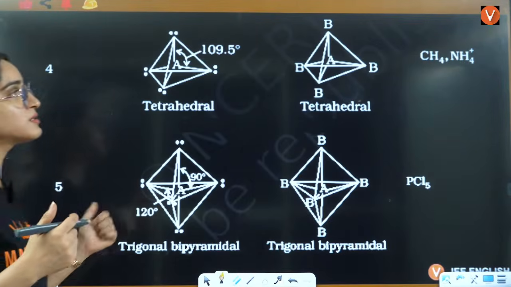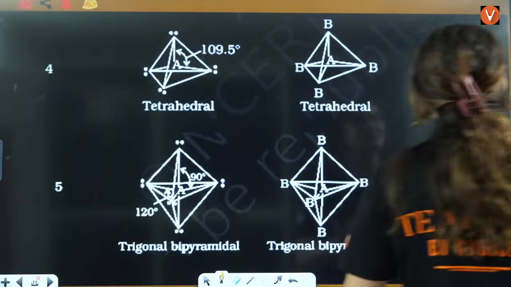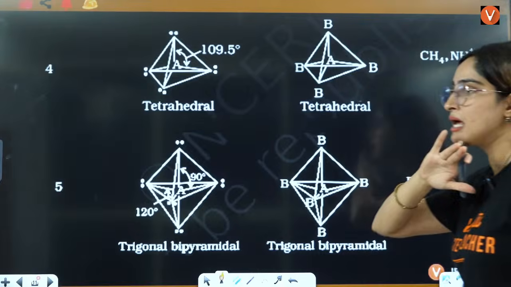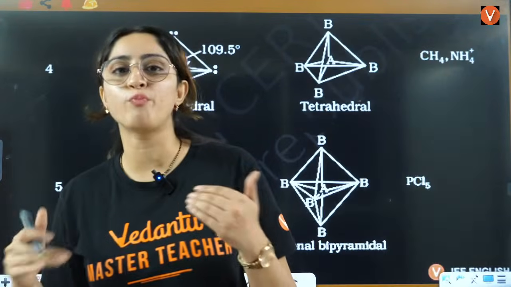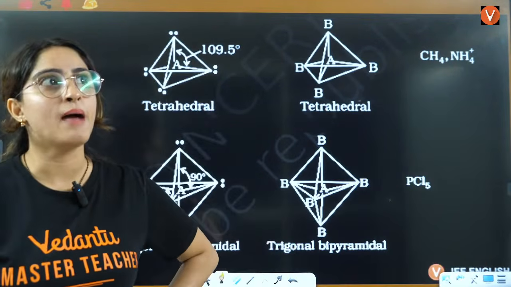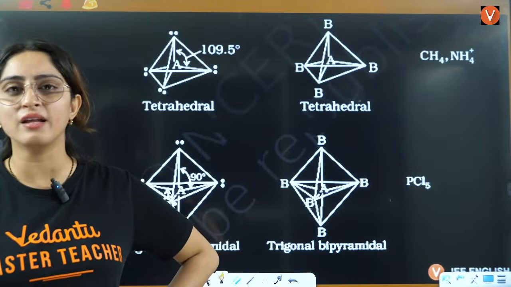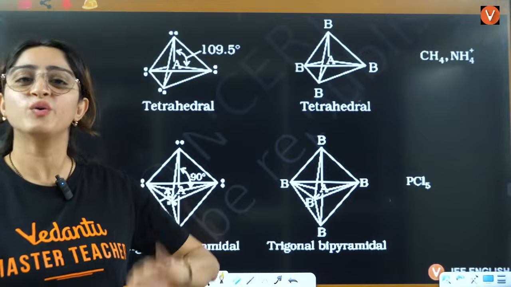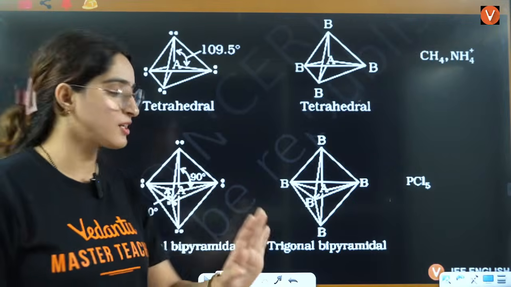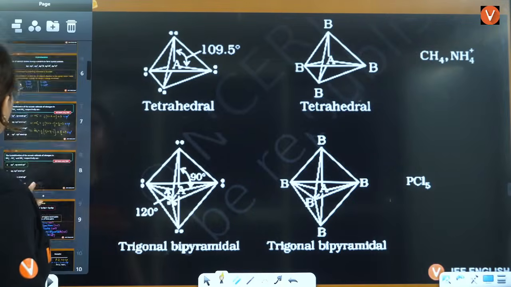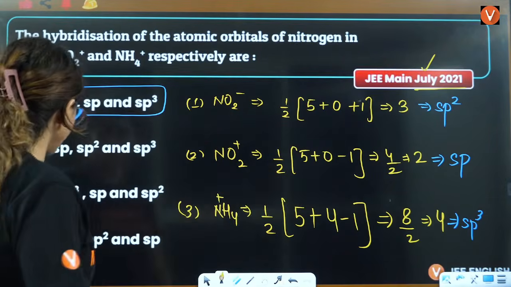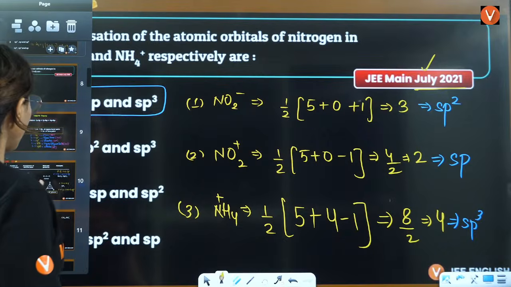The next one is CH4, NH4 positive. CH4 is easy for you. I will calculate for NH4 positive. In case of NH4 positive, right? Ma'am, it is a cation. Ma'am, it is an anion. Why are you worrying about these things? You know how to calculate from the steric number, this formula as well. It is coming out to be 4, right? Same thing I will apply here.